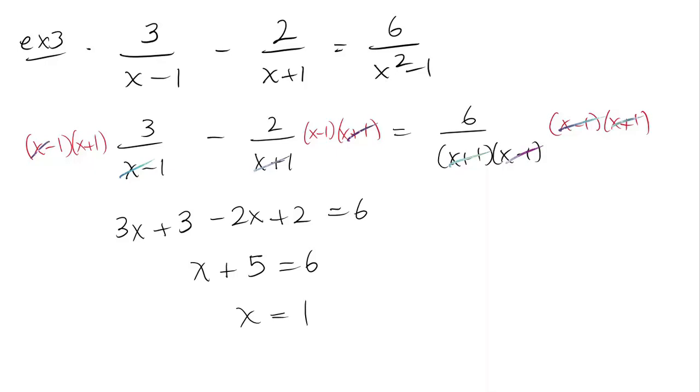3 over 1 minus 1 is 3 divided by 0. Division by 0 is undefined. 1 doesn't actually solve this equation because we're not even allowed to plug 1 in. Our only proposed solution didn't actually work. Because our only proposed solution didn't work, this equation has no solution.